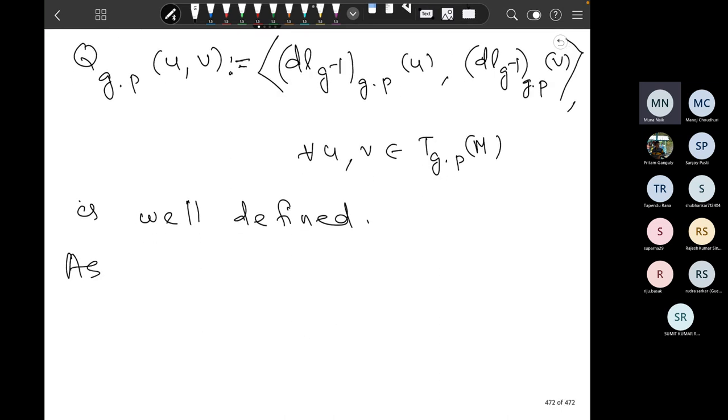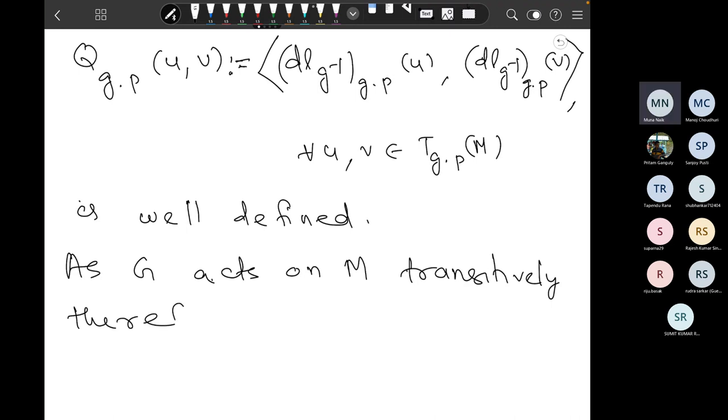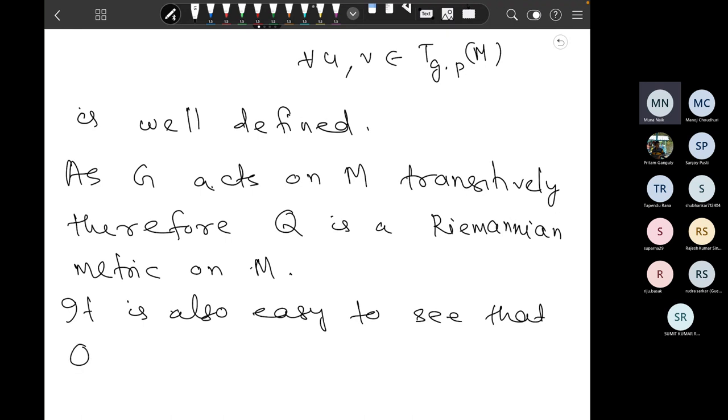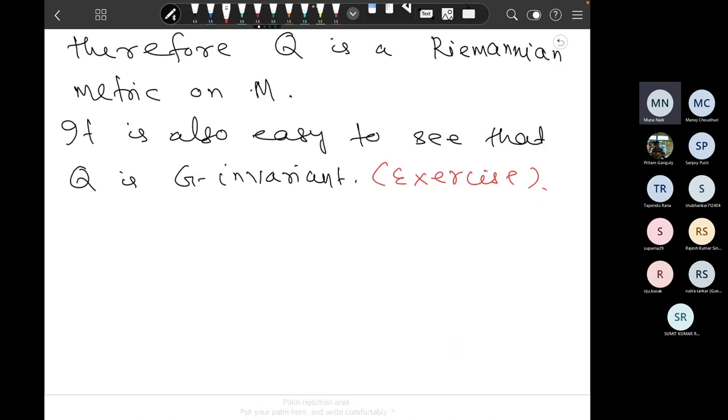As G acts on M transitively, Q is a Riemannian metric on M. It is also easy to show that Q is invariant. I have not shown that Q is invariant, but the way we have defined it, it is G invariant. You can take it as an exercise. It's not difficult to see.